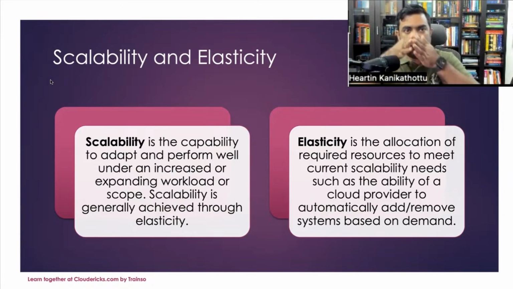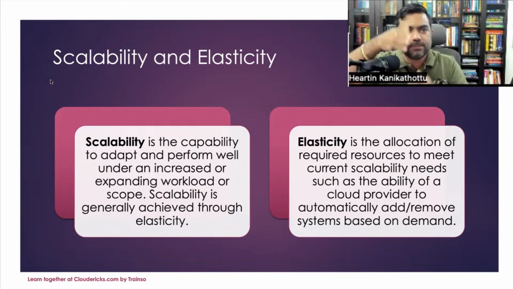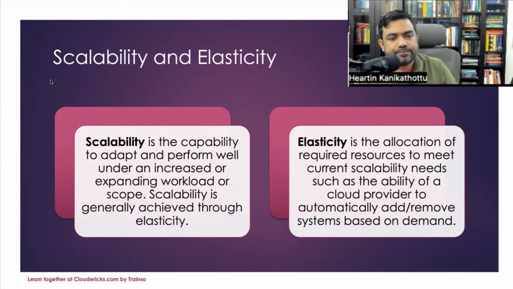Clear? So horizontal means adding more machines, and vertical means upgrading the machine. So scalability, you understand, right? So elasticity is the ability of your cloud provider to actually add these 500 machines based on the load.